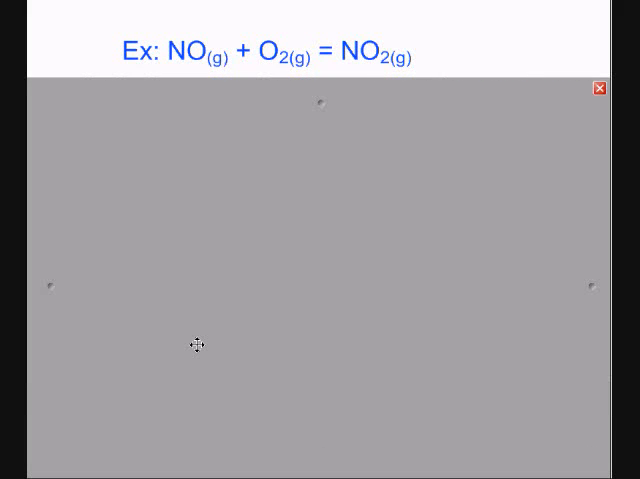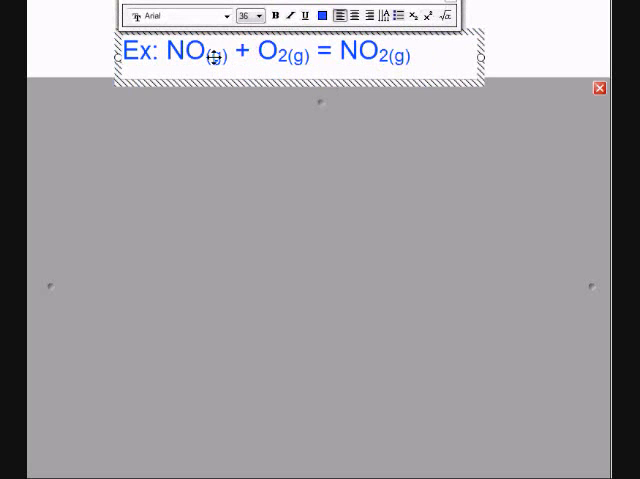Try another one. Here's what happens when we go to the dentist, right? Nitrous oxide, laughing gas, yeah? Comes together with the oxygen we breathe to form nitrogen dioxide. Very, very good. First of all, are we balanced here in our equation? We always start the same way. Let's see. 1 N, 1 N. Oxygen, 3, 2. That's not good.